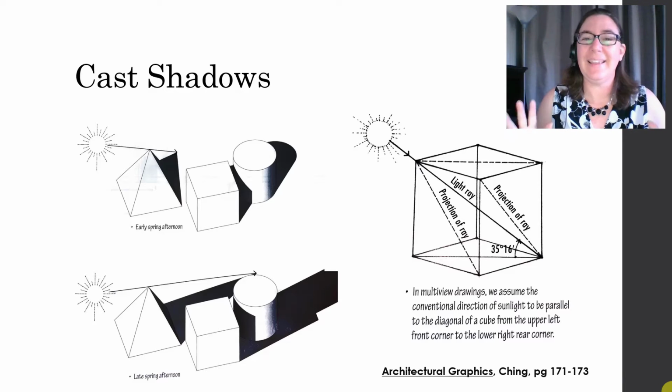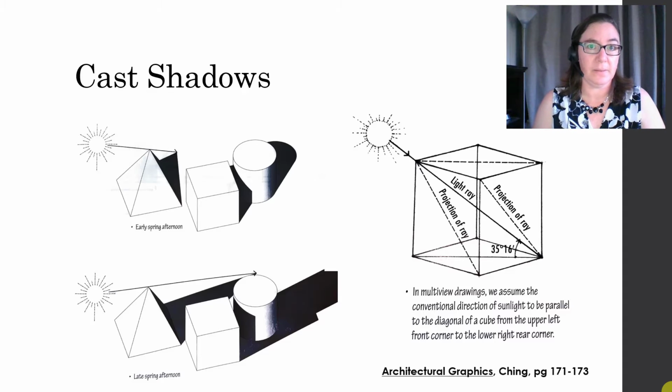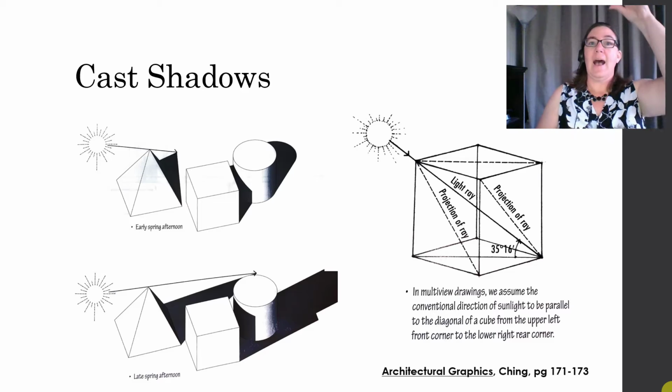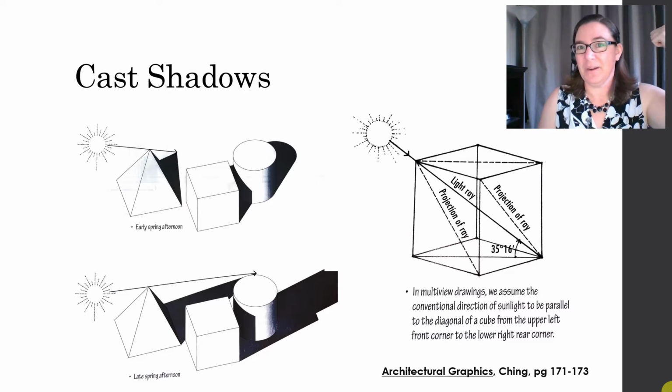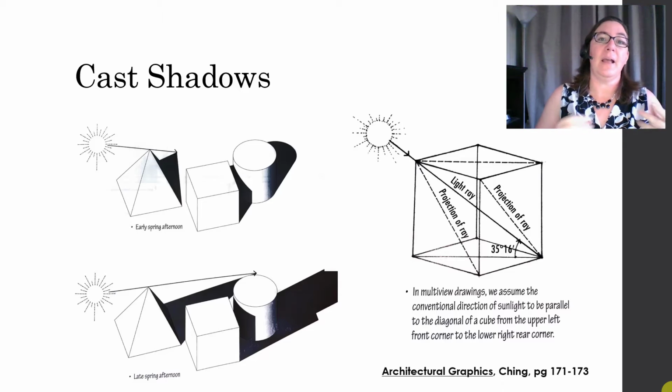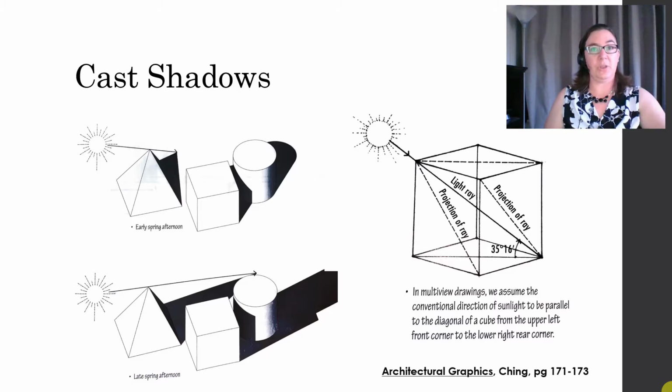But here in Architecture 2A, when we're learning these basic skills, it is standard to assume a conventional direction of sunlight. That's going to be coming from high, left, behind our left shoulder, and we're going to cast it at 45 degrees. So basically it's along the line of a cube, so 45 degrees in this direction and 45 degrees in this direction.